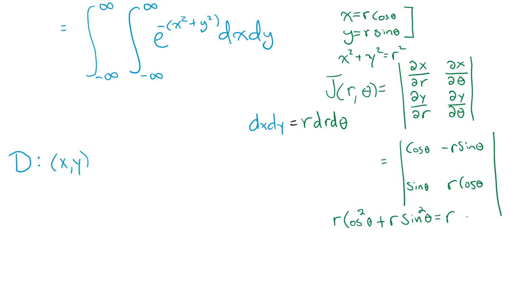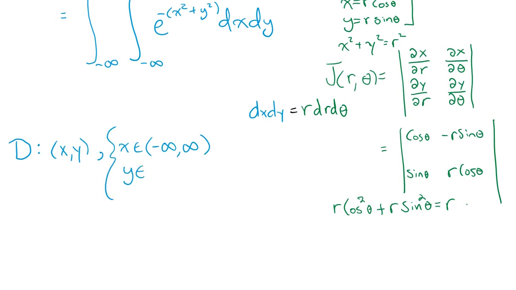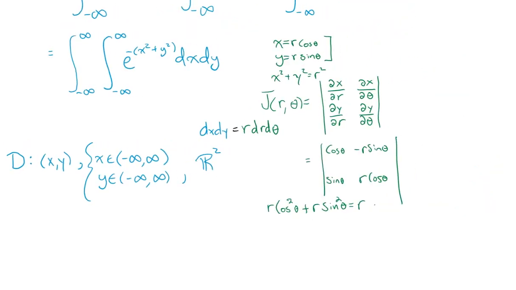such that x is an element of negative infinity to infinity, and y, so I will draw that right here. So y is an element of negative infinity to infinity. And this is just a fancy way of saying R2, meaning you choose any coordinate in the xy plane, and that is included in the domain that we are integrating over.